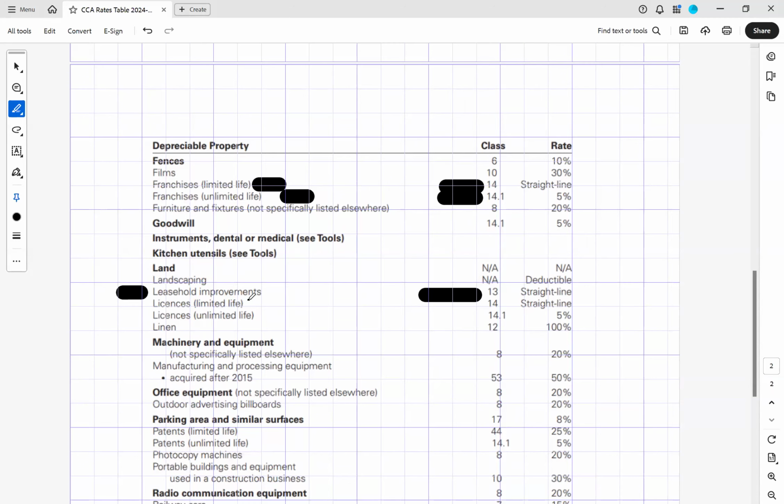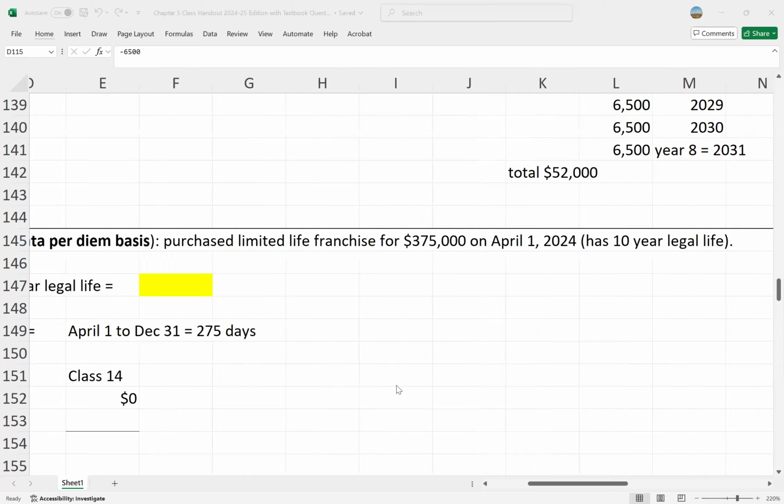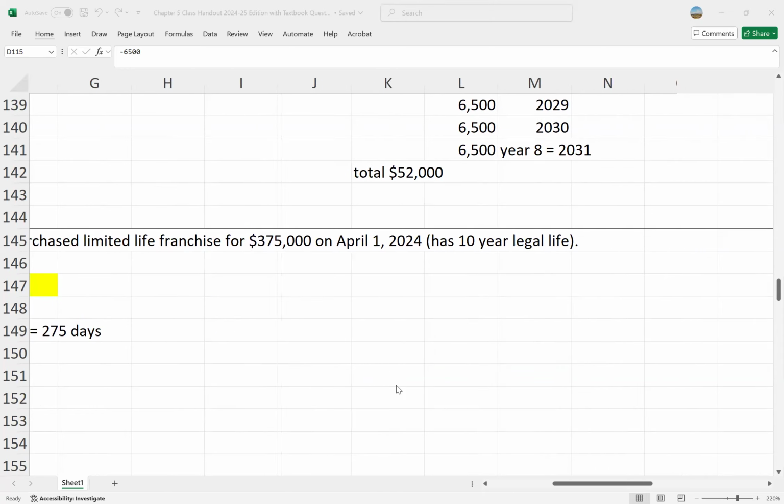Licenses, we look at licenses down here. Also, if it's limited life, class 14. Licenses that have unlimited life, class 14.1. So we're dealing with limited life intangibles, which go into class 14. And once again, it is straight line. The way that these work is that we base it over whatever their legal life is.